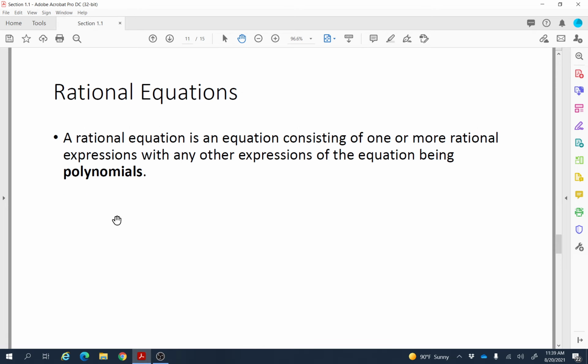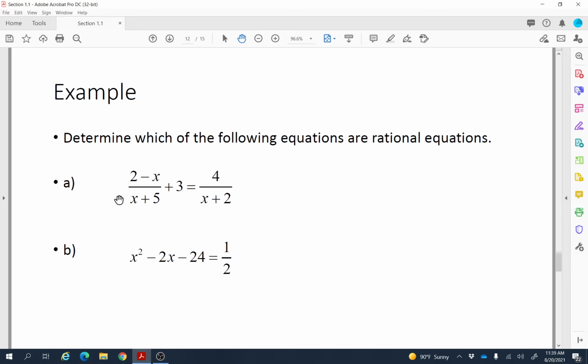I'm going to give you an example here. So a rational equation is an equation consisting of one or more rational expressions with any other expression of the equation being polynomial. So look at here, for the first one you can see there is one rational expression, there is another one, so this is a rational equation and there is an equality sign. The second one does not have a rational expression; this is a polynomial on the left side and there is no rational expression. So the first one is a rational equation and the second one is not.